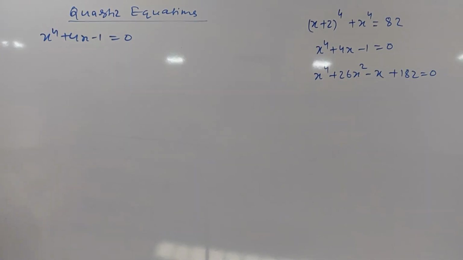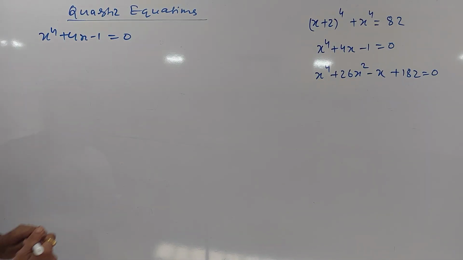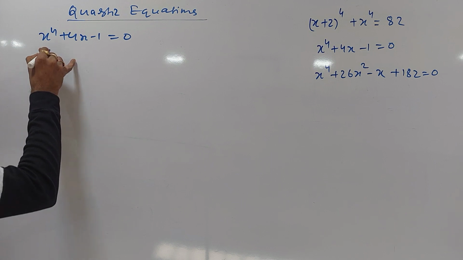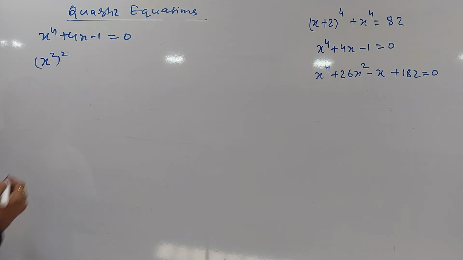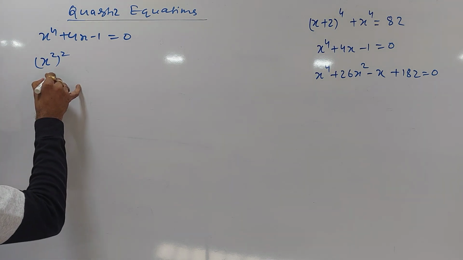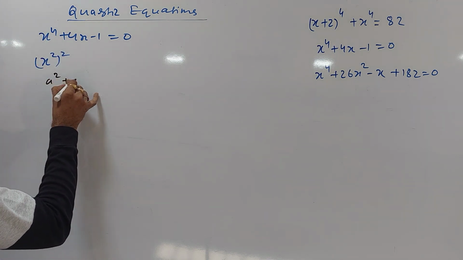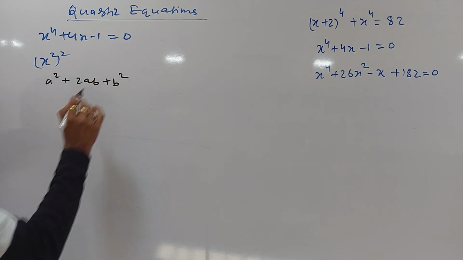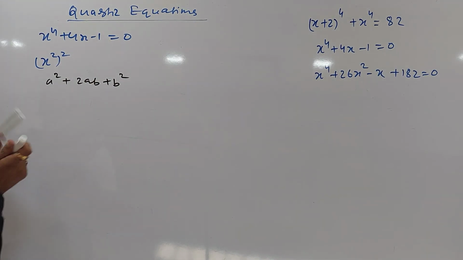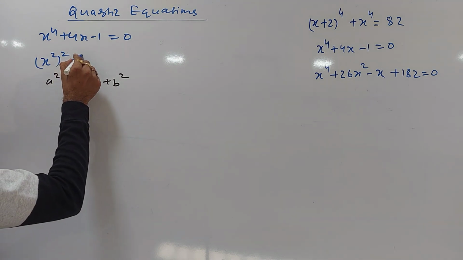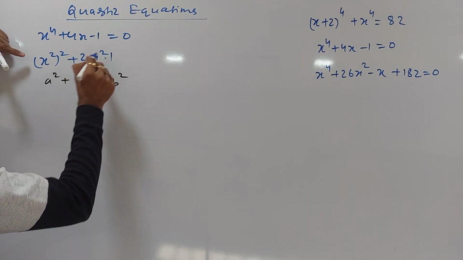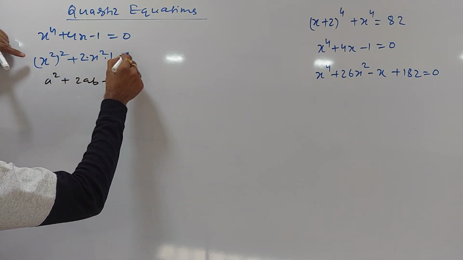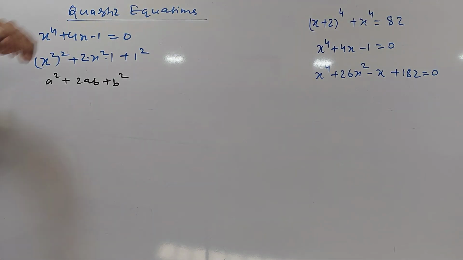So x power 4, I am assuming it to be a perfect square. x power 4 is a perfect square, so let me just take it like x square square. I am basically trying an a square plus 2ab plus b square kind of identity. So I got a to be x square, so 2a b is 2x square, and say b is 1. So it is 2ab plus b square. So I have just adjusted it.